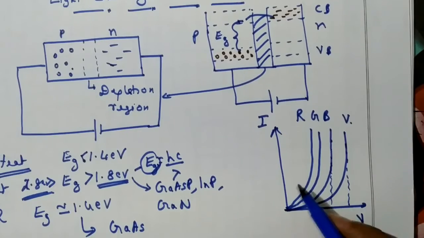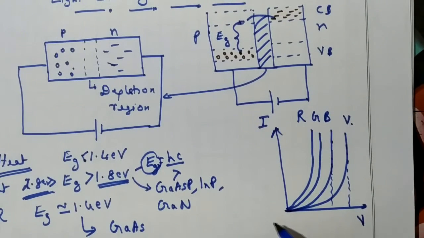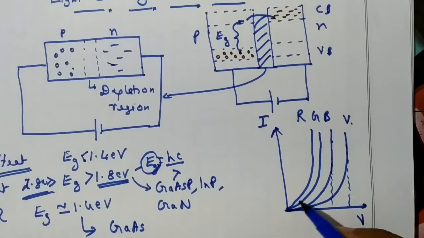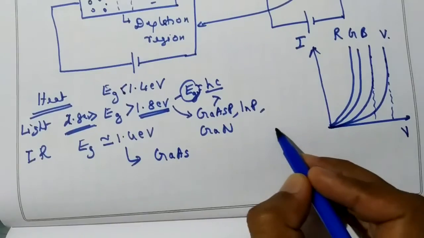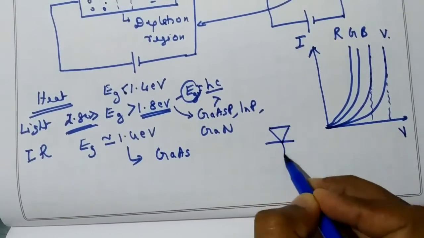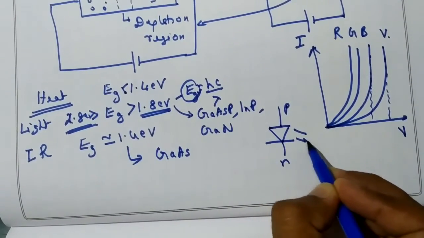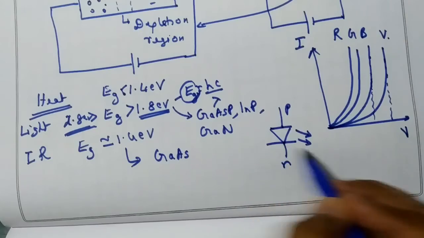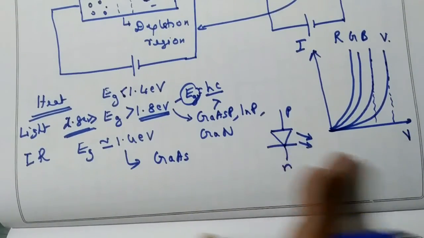This diode cannot be used in reverse bias, as it will easily go to avalanche breakdown and it will be spoiled. The symbol of an LED is this. This is the P side, this is the N side, and this is an arrow. The two arrows going outwards indicate that the light is emitted out.